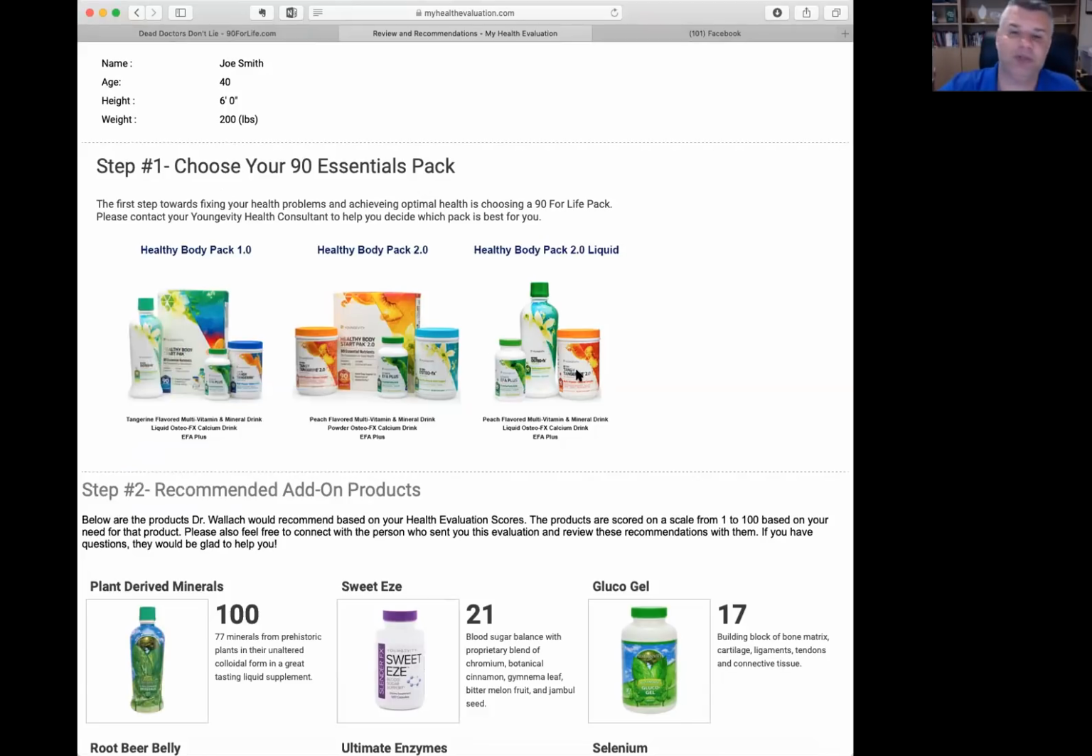Now there's a whole bunch of ways to get the 90. We have the on-the-go pack also. I actually love the Ultimate Tingy Tangerine. It's a liquid, and I mix it with the liquid OsteoFX. I take the two liquids, mix them together, and I take the EFAs, and I still get my 90. There's probably 10 different ways to get your 90. These are just 3 of the ways, and we can find the best way for that person.